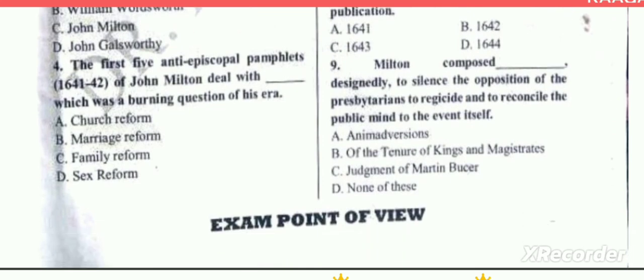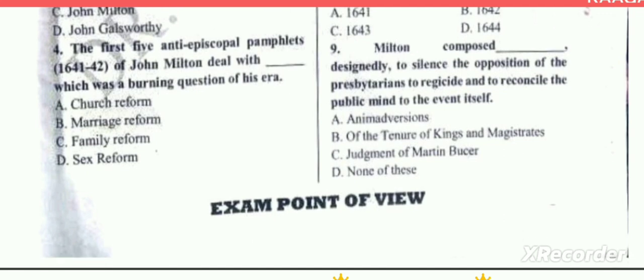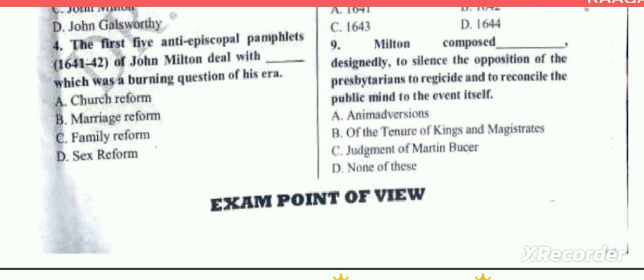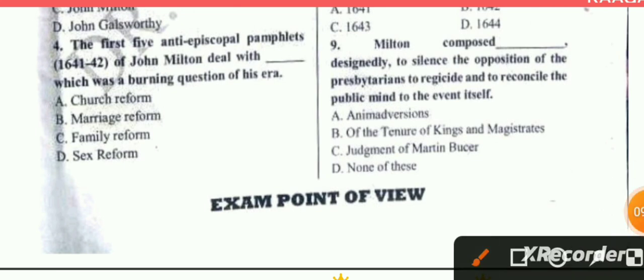Ninth question. Milton composed dash designedly to silence the opposition of the Presbyterians to regicide and to reconcile the public mind to the event itself. Options are Animadversions, The Tenure of Kings and Magistrates, Judgment of Martin Bucer, none of these. So in the ninth question, option B, The Tenure of Kings and Magistrates, is correct.